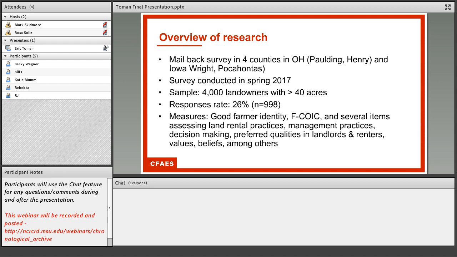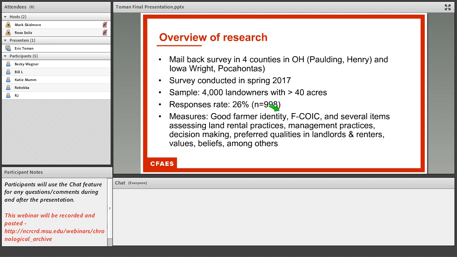All right, so just to quickly describe our methods and what we did. We conducted a mail survey in 4 different counties, 2 in Ohio and 2 in Iowa: Paulding and Henry in Ohio, and Wright and Pocahontas in Iowa. The survey went out a year ago. As Mark noted, we had 4,000 landowners, and we limited our sample to landowners with more than 40 acres, in an attempt to exclude people who owned small properties with no agricultural operations on them. We wanted somewhat larger properties. We had a 26% response rate and ended up with just under 1,000 participants.